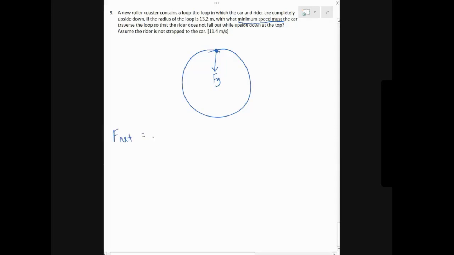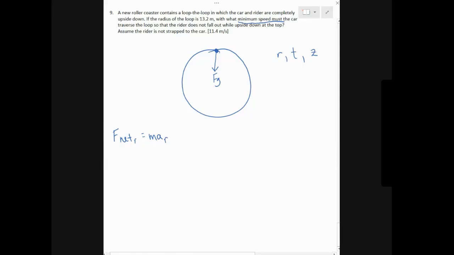equals MA, which direction is this F net pointing in? This force of gravity, which direction is it going? Remember, this is a circular path, so we have options R, T, or Z. Which direction is FG going in? R. Yeah, good. It's in the radial direction because it is pointing towards the center of the circular path. So I'm going to put a little R here, to denote that we're in the radial direction.